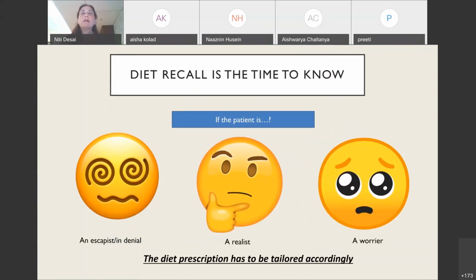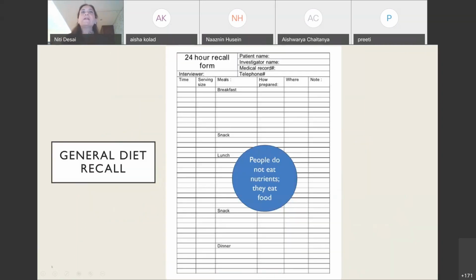The diet recall is, of course, going to tell us the caloric intake, the protein intake and the carb intake, but this is also the time to know if the patient is an escapist, is in denial of the problem or situation, is a realist, or is a worrier. Because the diet prescription is going to be tailored accordingly. It is not only going to be based on the number of calories and the carb and protein composition.